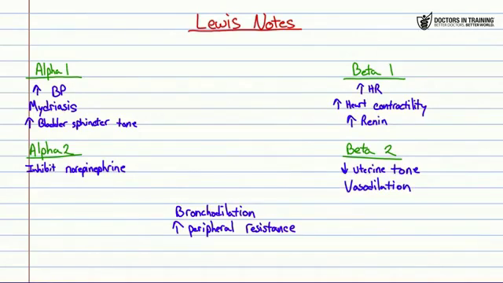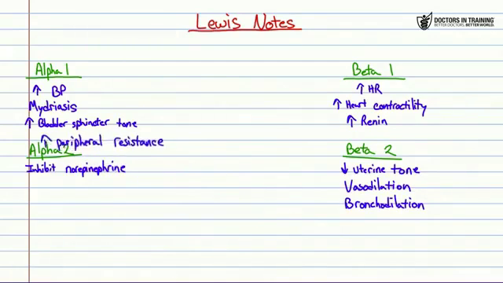Bronchodilation, very important one, probably the most important one to remember is going to be with beta-2 again. And then increasing peripheral resistance, that's going to go along with our alpha-1 over here, and that's why you're going to increase the blood pressure with that. All right, guys, so that's going to be it for our Lewis Notes.